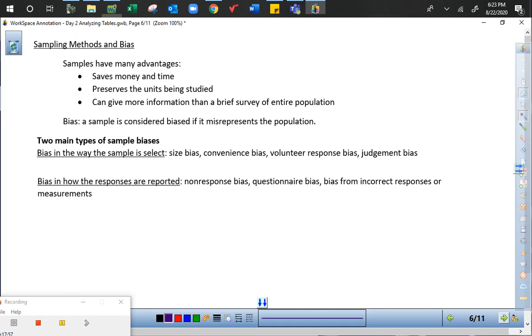When you take a sample to get data, you're not looking at every single person in the population, which means there is some room for error. Now, there is a good thing about samples, though. It saves time and money. You don't have to go ask every single person. It preserves the units being studied.